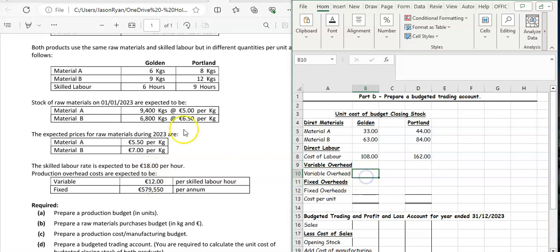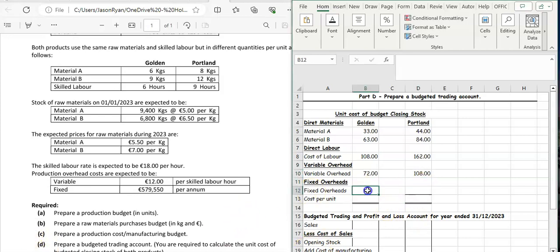Next one is your variable. It's the same again. We need 6 hours for Golden, and it's going to be €12 per hour for variable. And for Portland, it's going to be 9, and it's going to multiply by 12 as well. So Golden is going to be 6 multiplied by 12. And for Portland, it's going to be 9 multiplied by 12.